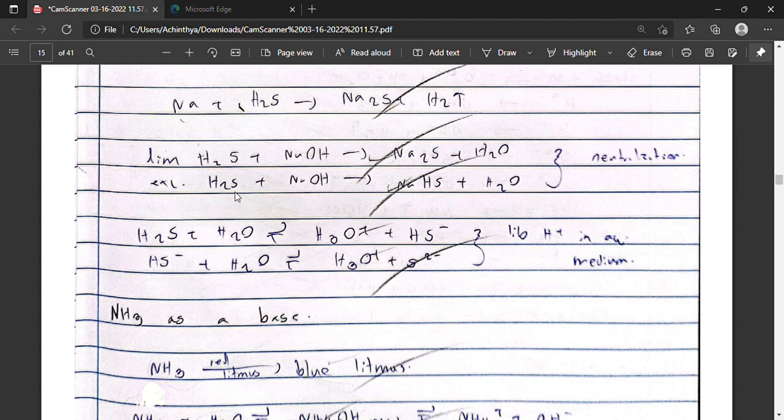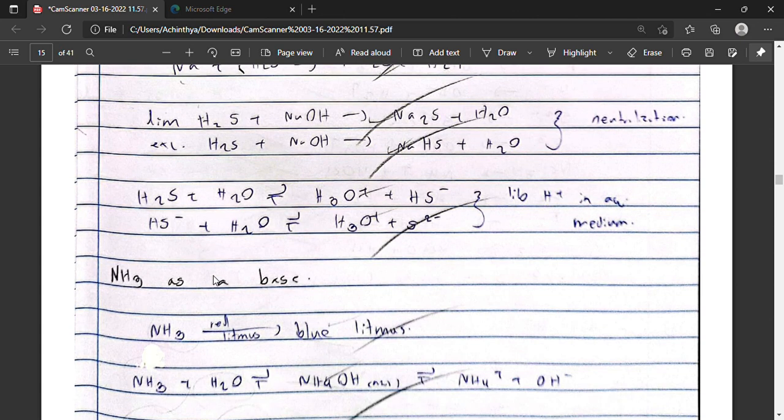Similarly, when excess hydrogen sulfide is used and is reacted with sodium hydroxide, sodium hydrogen sulfide is formed. Sodium bisulfide is formed, and water is also formed.